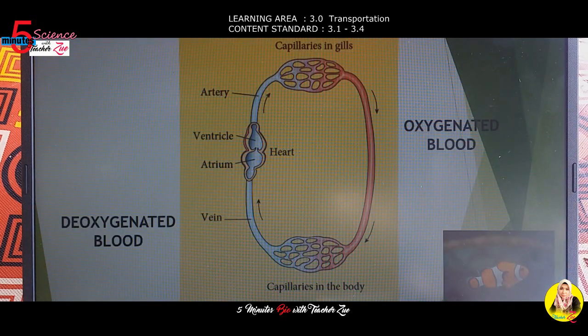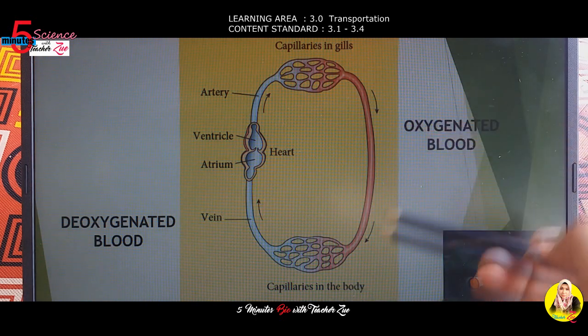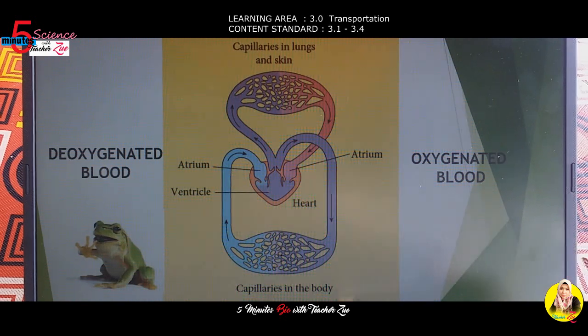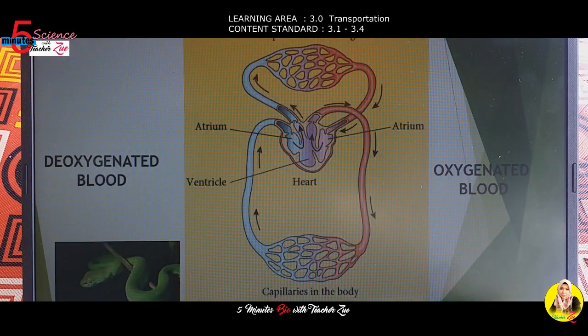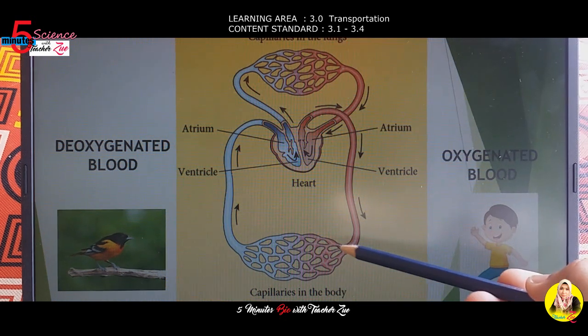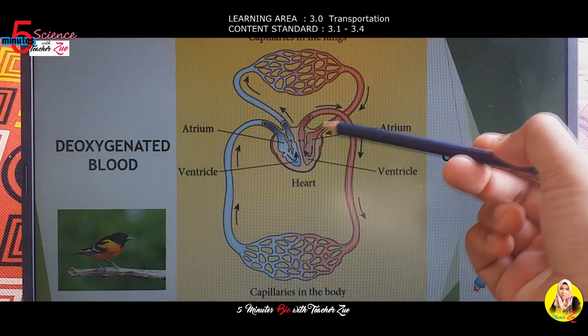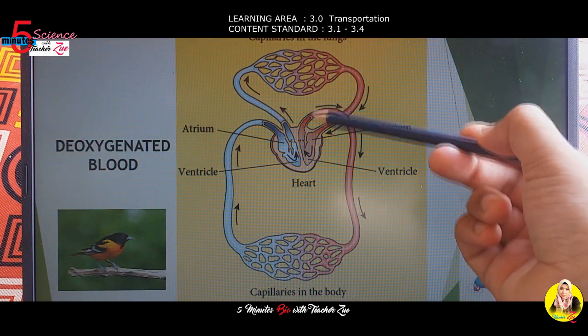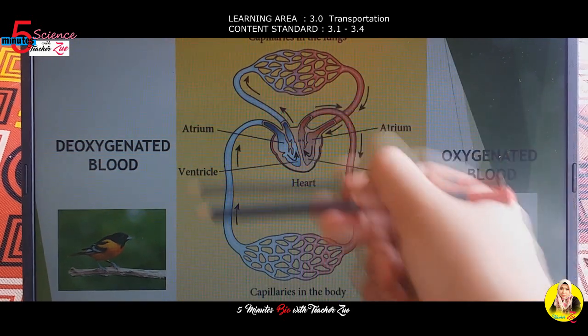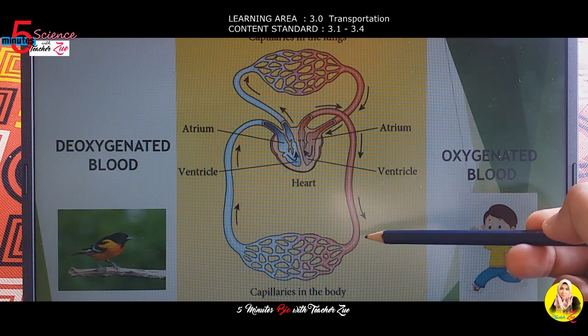And the last one, fish has single circulation. Okay, this is single circulation. Amphibians, reptiles, mammals and birds have double circulation. Double means blood flows into the heart twice, once and again, a second time. So it is called double circulation.